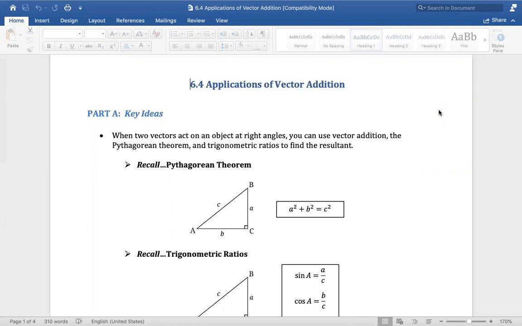So some key ideas to start: when I have two vectors that act on an object at right angles, so perpendicular to each other, I can use vector addition. I can use Pythagorean theorem, which we'll go over, and I can use trig ratios, which we'll also go over, in order to find the resultant vector. So again, this is only in cases when the two vectors are at right angles.